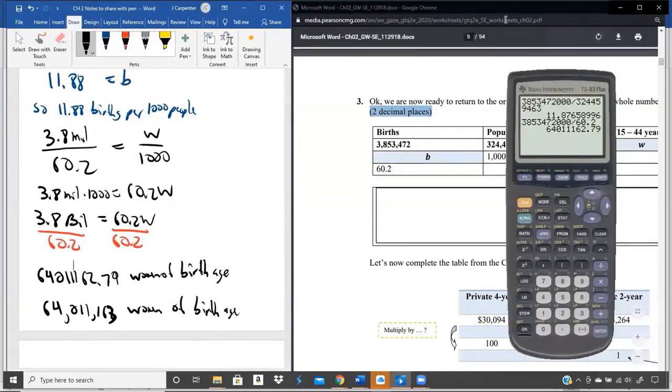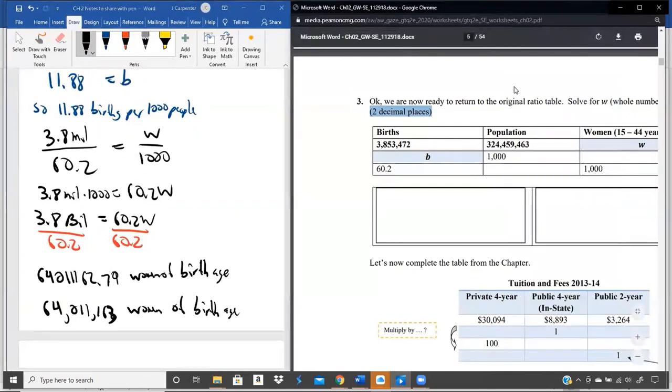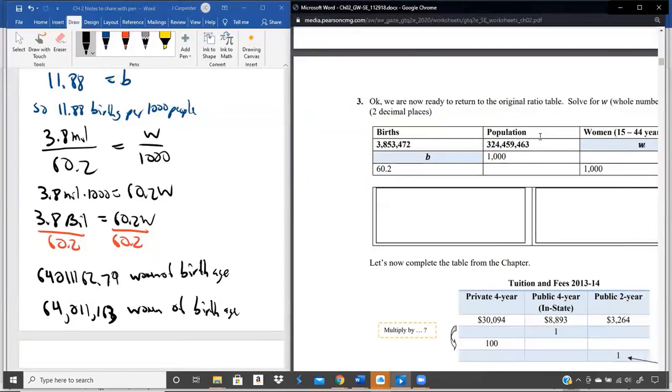Remember, you're supposed to be doing these and then asking yourself if it makes sense. Well, if the population is 324 million, does it make sense there's about 64 million women of birthing age? Well, about half the population is women, so half of 320 million is about 160 million. And there are women younger than 15. And the biggest portion of the population is the people under 21. So there's a lot of women under 15, girls, whatever you want to call them. I don't care about labels.